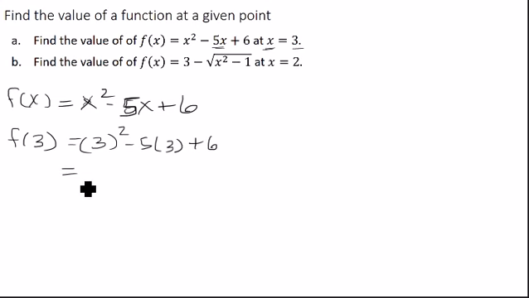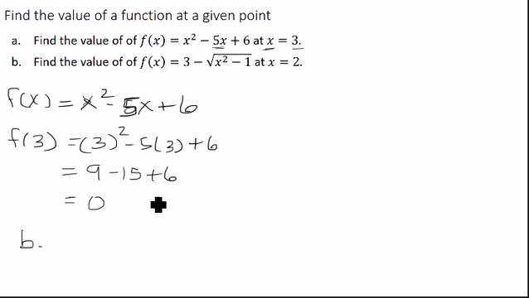Now I'm going to simplify this a little bit further and write this as one single number. So if I multiply 3 with itself, which is the meaning of the 3 squared, that's going to be a 9 minus 5 times 3 is a 15 plus 6. And if I simplify this further, then 9 plus 6 is 15 minus 15 is a 0. So the answer is 0. Okay, now you can pause this video and work on part B.